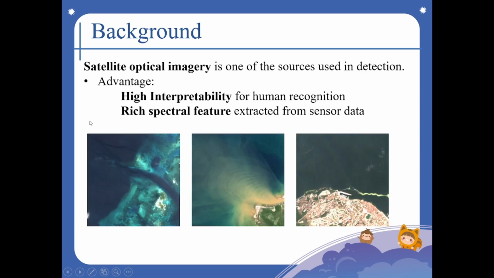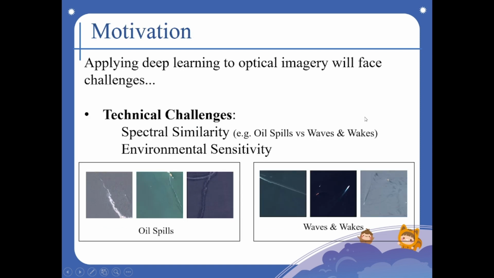One of the key data sources we use is satellite optical imagery. Its main advantage is high interpretability, making it easy for human experts to recognize oil spills. Furthermore, we extract rich spectral features from the sensor data, providing multi-layered information that allows our model to distinguish oil.